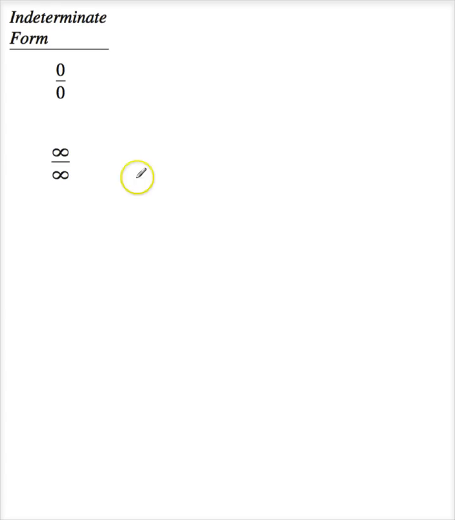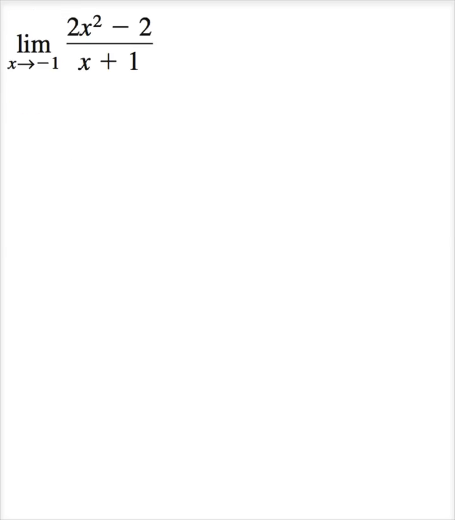Let's start by looking at the indeterminate forms 0 over 0 and infinity over infinity. For what we're about to do, we need our equations to be in this form. So let's look at the limit as x approaches negative 1 of 2 times x squared minus 2 times x plus 1. The first thing you always do is plug it in. If I put in negative 1, this is going to be 2 minus 2 divided by negative 1 plus 1. This is 0 over 0.